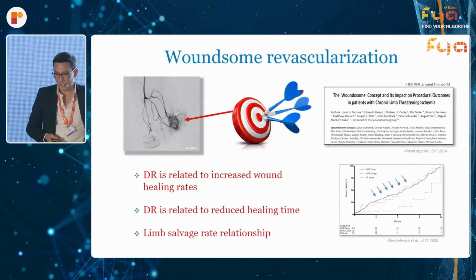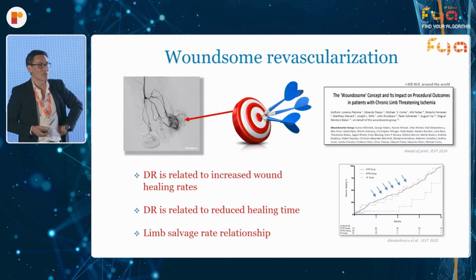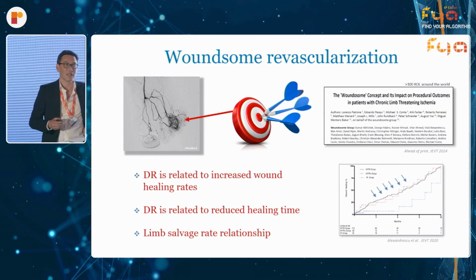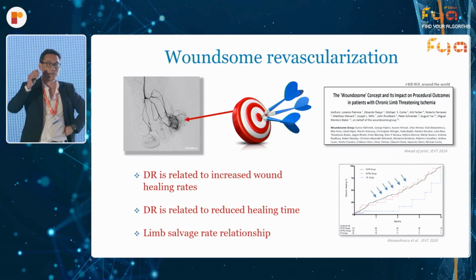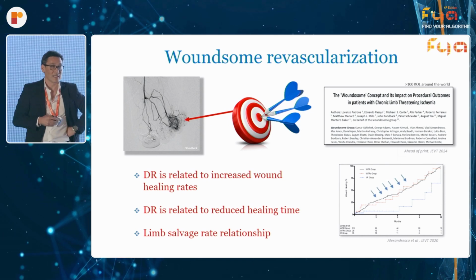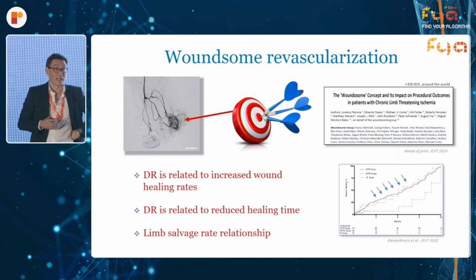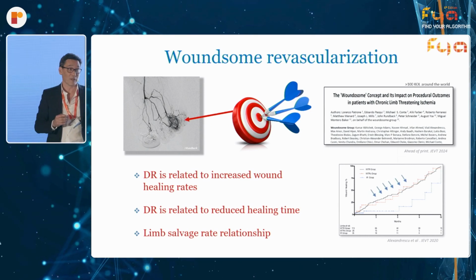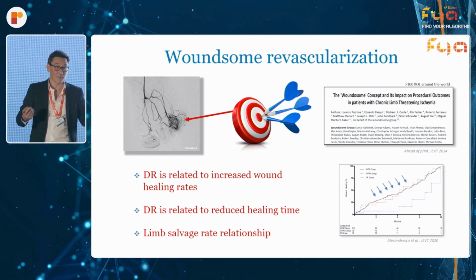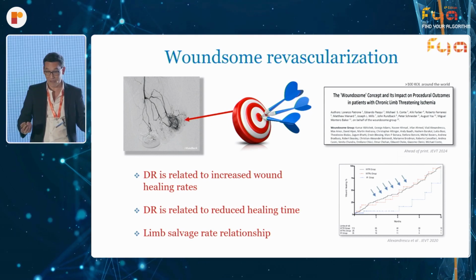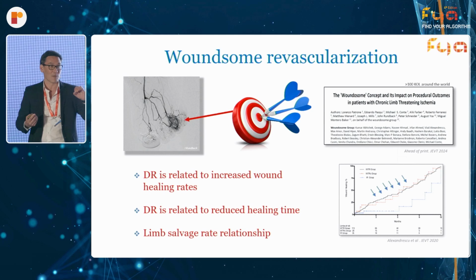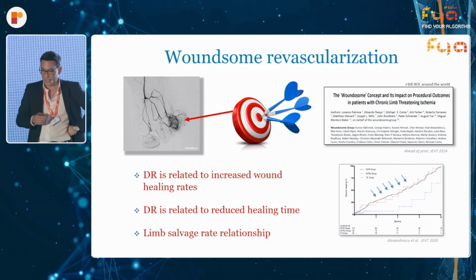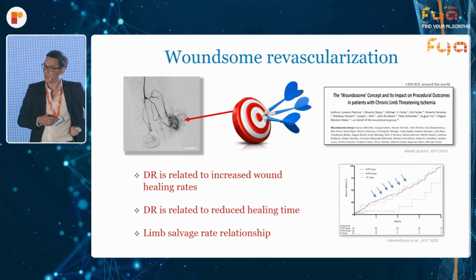So what we are talking about nowadays is the woundsome concept, trying to get flow straight to the wound. This is because we have seen that if you achieve a good blood flow at the level of the wound, you decrease the wound healing time, you increase the wound healing rates, and also you decrease the amputation rates.